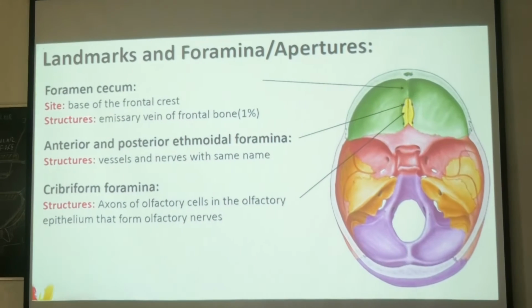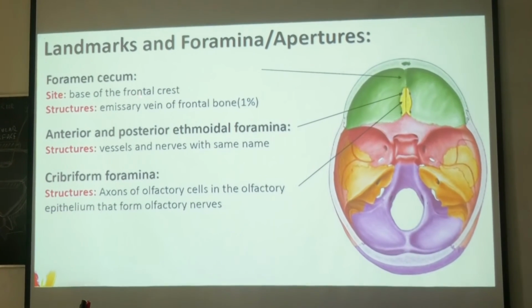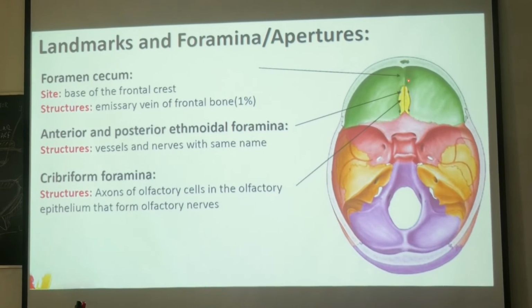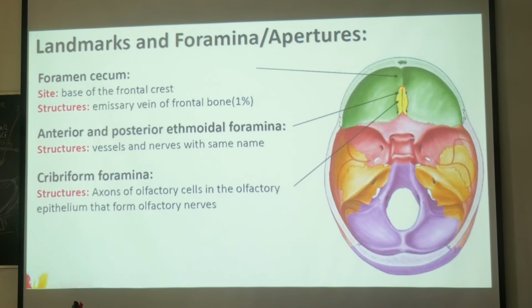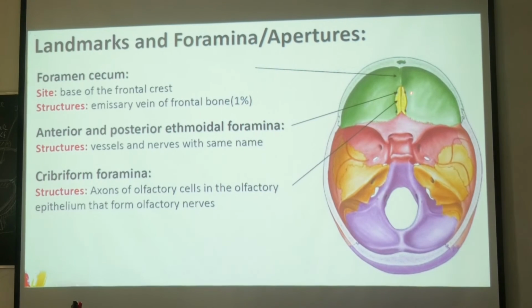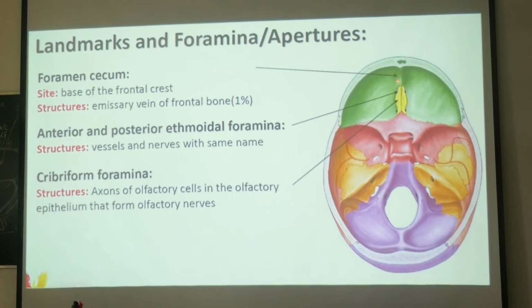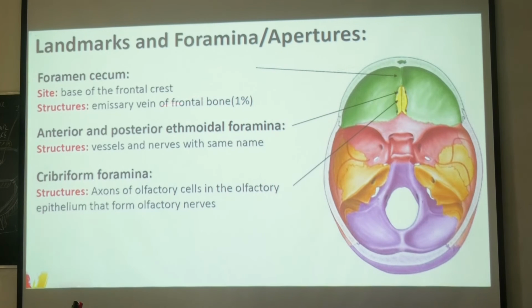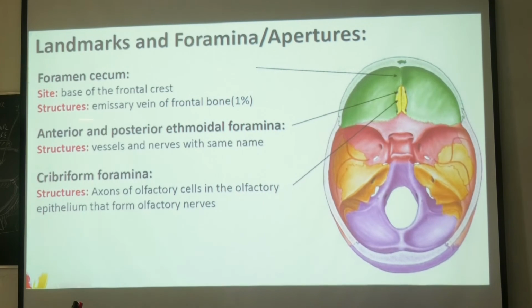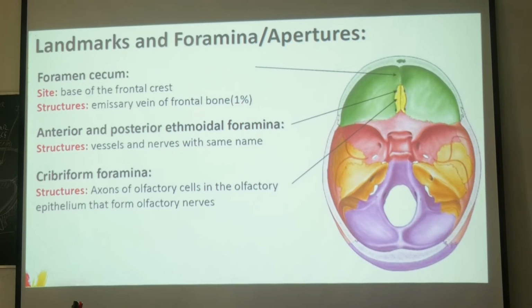Next we go to the different foramina in the anterior cranial fossa. First is the foramen cecum. Here is the foramen cecum. Its site is at the base of the frontal crest. This is the frontal crest. The frontal crest is ending here and crista galli is starting. So in between these two is the foramen cecum. What does it give passage to? It gives passage to the emissary vein of the frontal bone in 1% of cases, and in other cases it does not give passage to any structure.